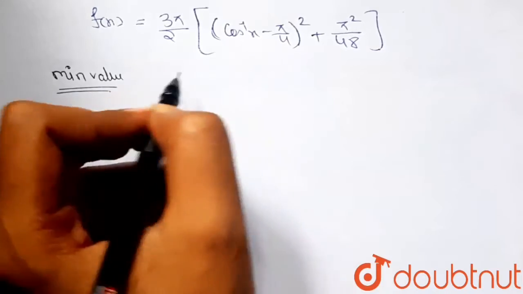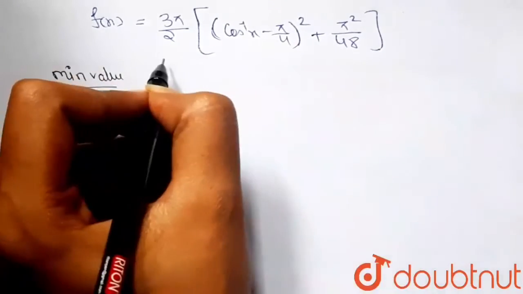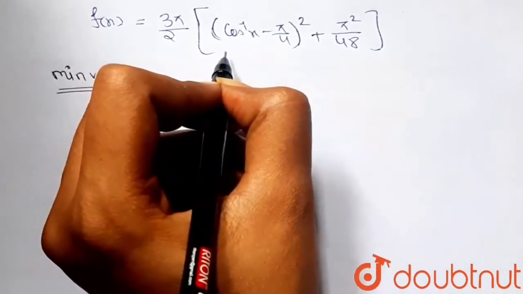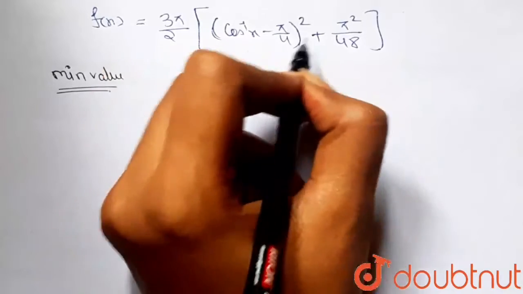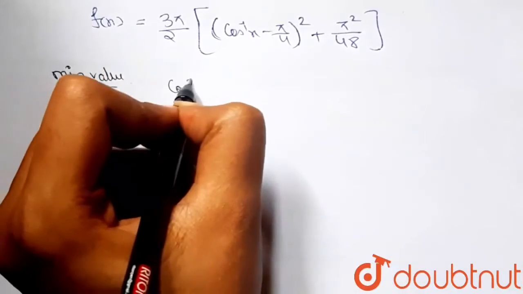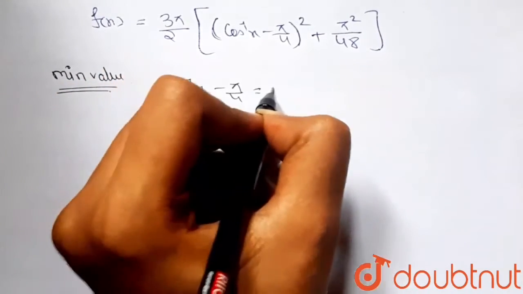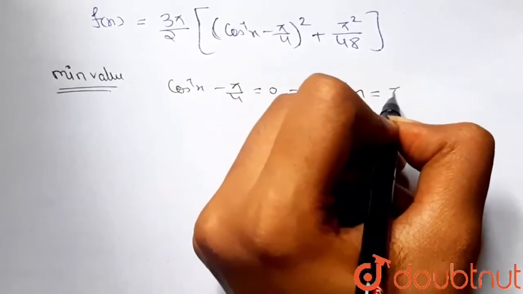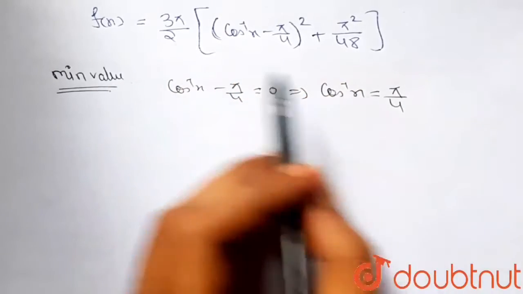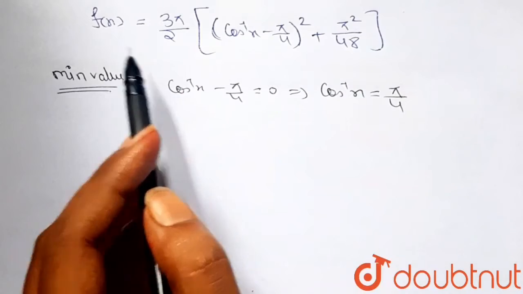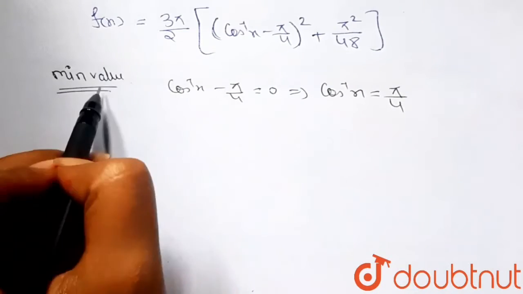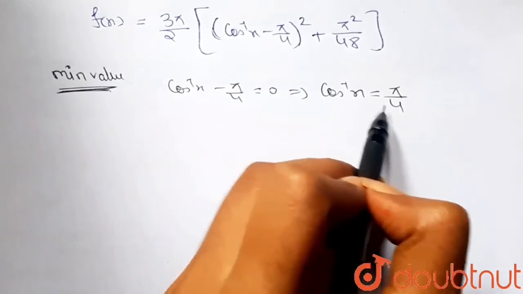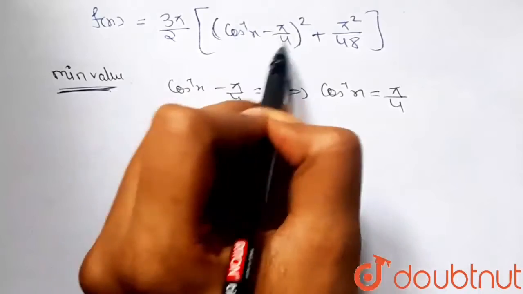So from here we can see that this f of x will be minimum when this square term will be minimum, and the minimum value of any square term is 0, right? So cos inverse x minus pi by 4 should be equal to 0, or we can write that cos inverse x must be equal to pi by 4 for this function to be minimum. But we have to find the minimum value, so let's put cos inverse x as pi by 4 here. So this whole term will become 0.